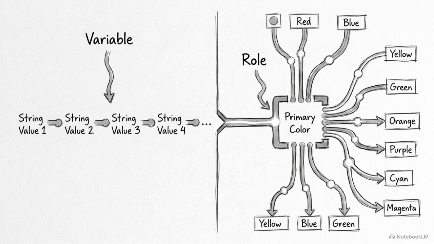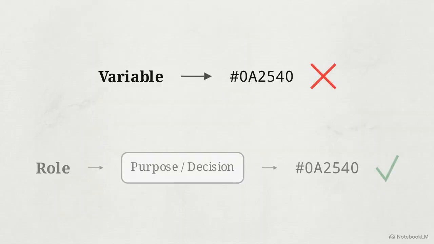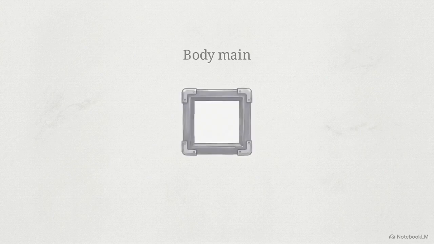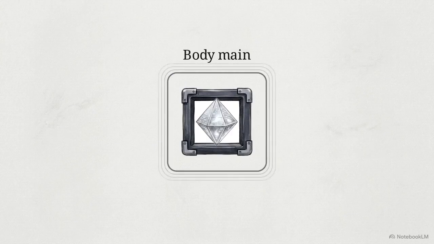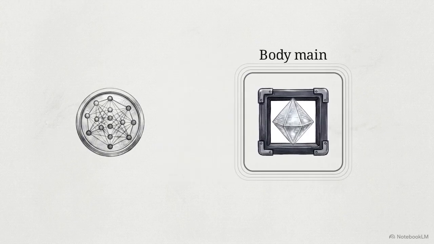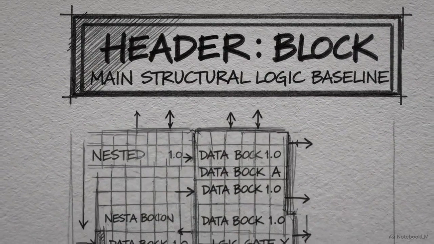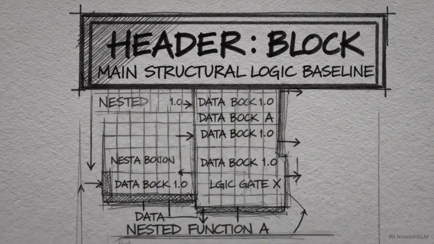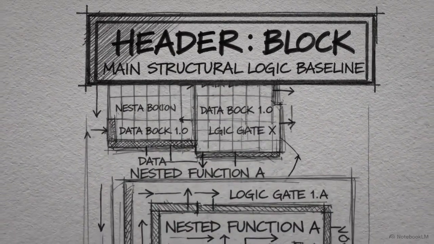To make this work, the specification shifts away from the traditional concept of a variable. Here, a token is defined as a named decision or a role. It describes a purpose rather than just a fixed value. Consider typography. Body main is treated as a semantic slot for the default copy on a page. That slot is currently filled by Noto Serif at 18 pixels, but the role itself remains the constant reference point for the agent. The specification establishes baseline roles that must be present in every single file to ensure a predictable structure.